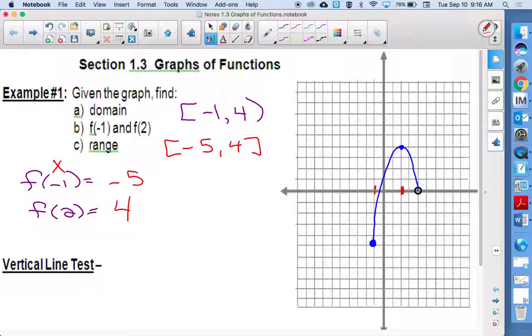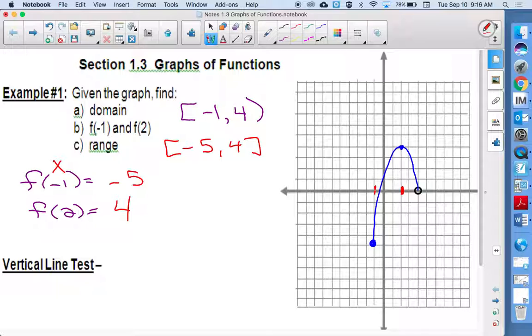So starts down at -5, it goes up to the max, the highest point of 4. So when you're doing range, you're doing that vertical distance the graph is traveling. So it's starting vertically at -4, its highest point. It doesn't matter that it ends at 0, it's all of the distance that it's covering vertically. Questions?